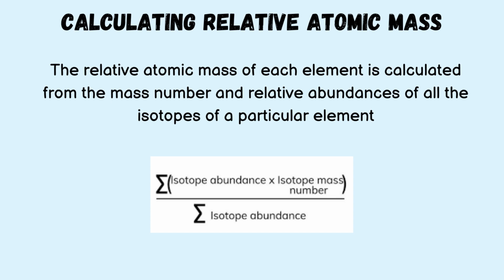How to calculate relative atomic mass? The relative atomic mass of each element is calculated from the mass number and relative abundances of all the isotopes of a particular element. It's done by this equation: sum of isotopic abundance times isotopic mass number over sum of isotopic abundance.